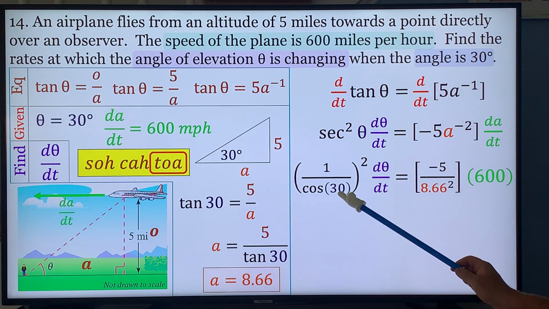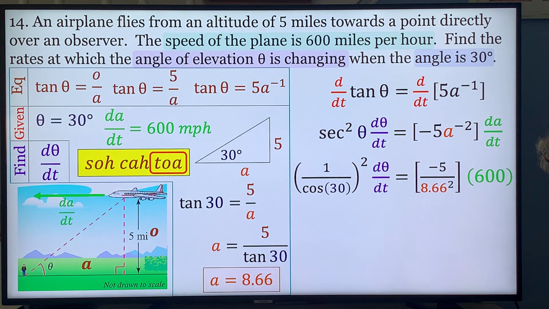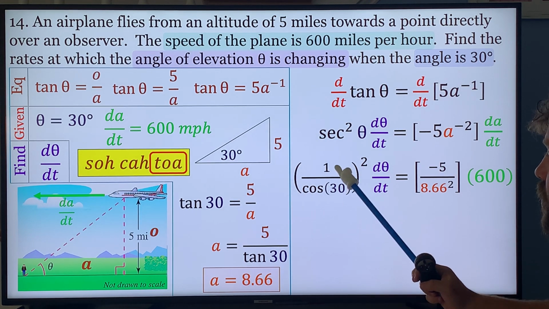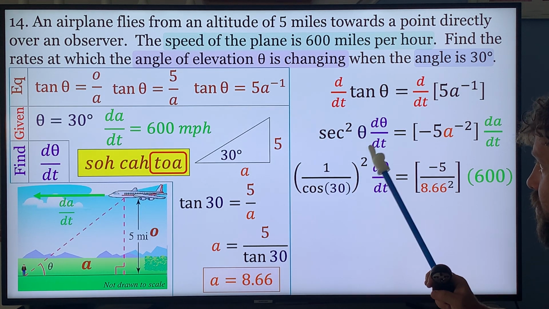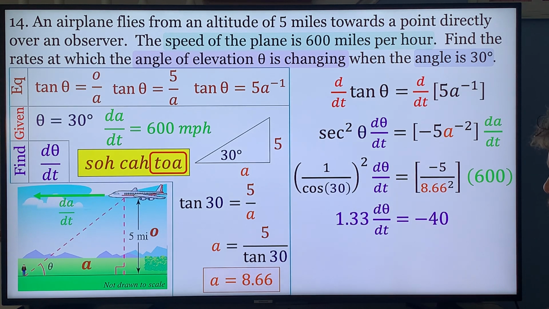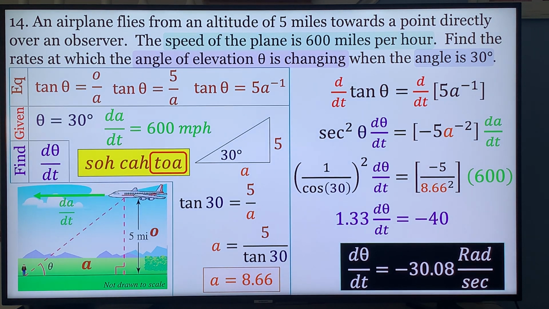When you type secant into a calculator, you have to do 1 divided by cosine 30. It's not cosine to the -1. Even though it says it's the inverse, it's not technically the inverse. All right, so 1 divided by cosine 30, and then you're going to square that answer. You get 1.33 d theta over dt equals -40. D theta dt equals -30.08 radians per second. That's fast. Right. Any questions? Any questions? No?